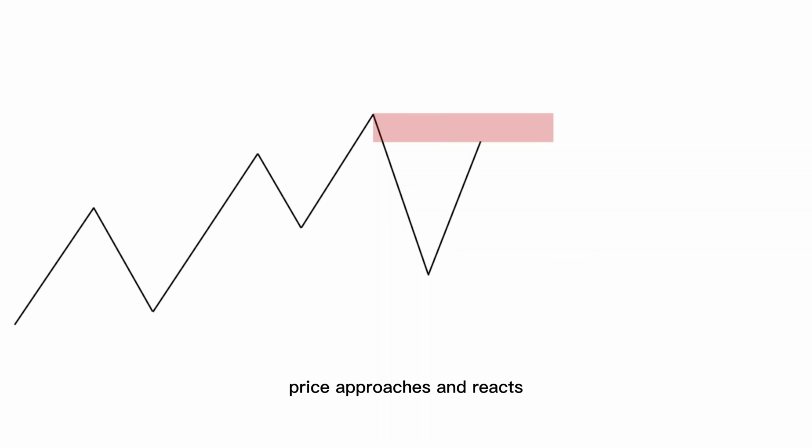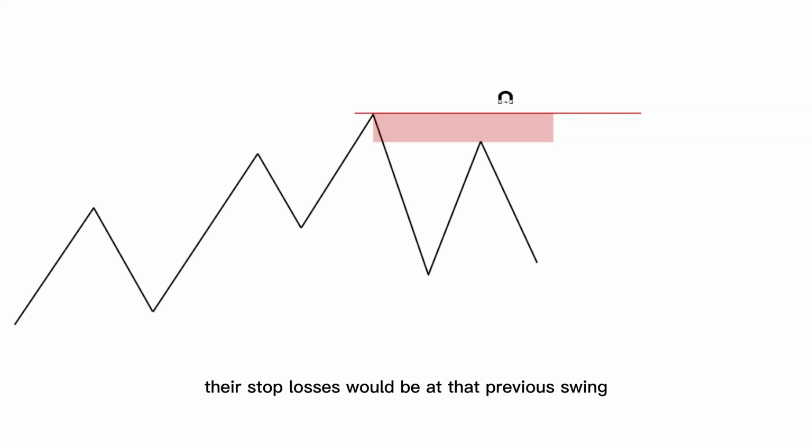So there are other types of liquidity. In this example, we're going to cover the FTB, fail to break. Here's your point of interest. Price approaches and reacts. So anybody that's sold at that point of interest, their stop losses would be at that previous swing. And this swing will act as a magnet. So price will eventually visit this area to absorb the liquidity.